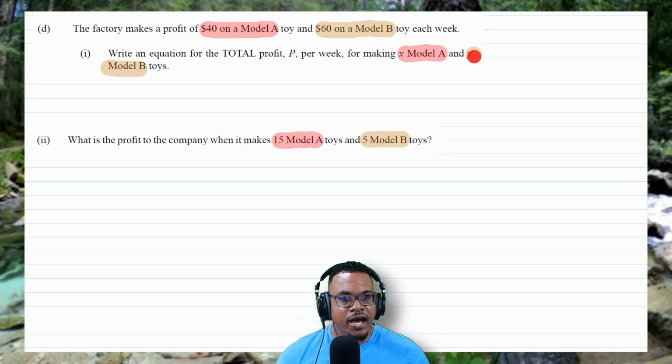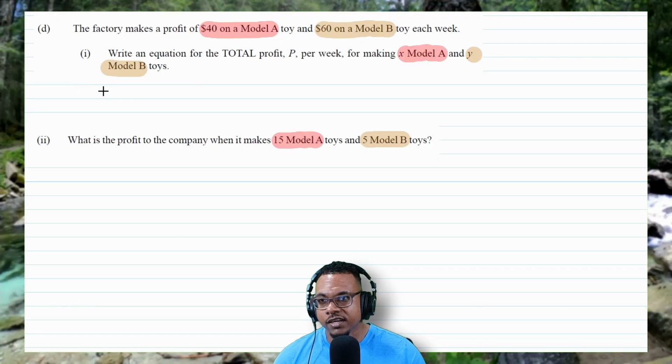Now moving on, and Y is the number of Model B toys. So the profit for one Model B toy would be $60, and Y is the number of Model B toys. So if you multiply the number of Model B toys by $60, profit for one, you'll get the total profit for the Model B toys. So that's 60 times Y, which is 60Y, total profit for Model B.